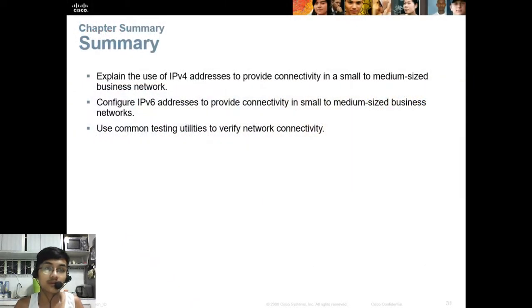So the summary for this: explain the use of IPv4 addresses to provide connectivity in a small to medium size business network. Configure IPv6 addresses to provide connectivity in small to medium size business networks. Use common testing utilities to verify network connectivity. For the first bullet, we know that IPv4 will soon be replaced by IPv6, but we still need to maintain it.